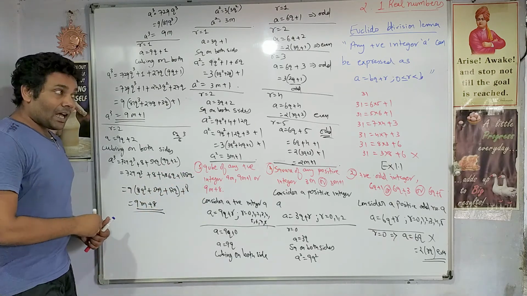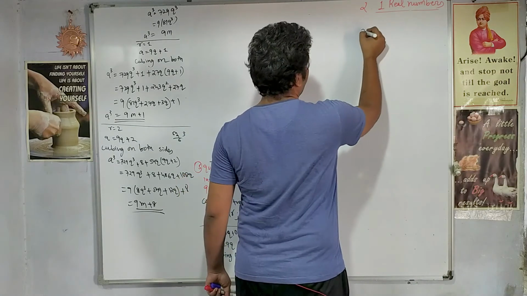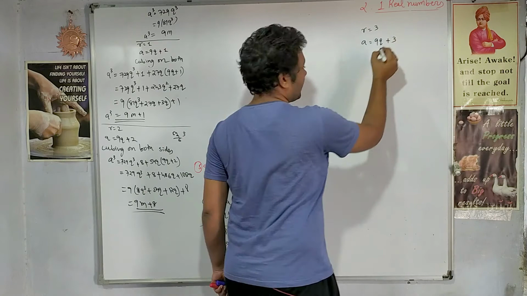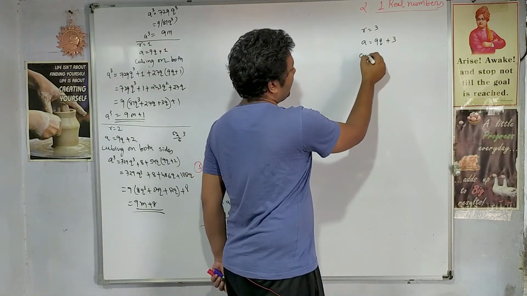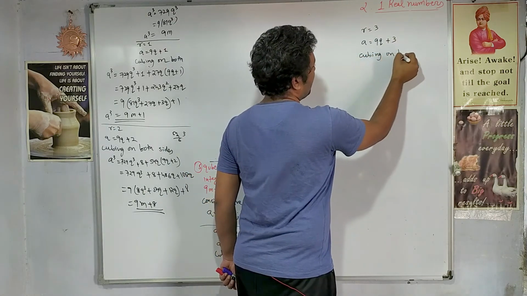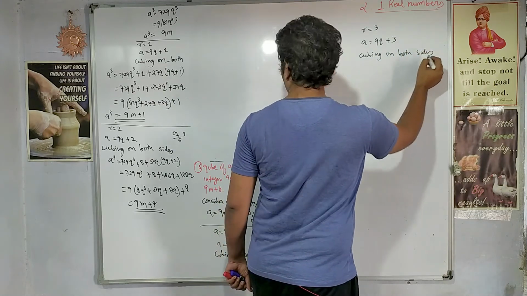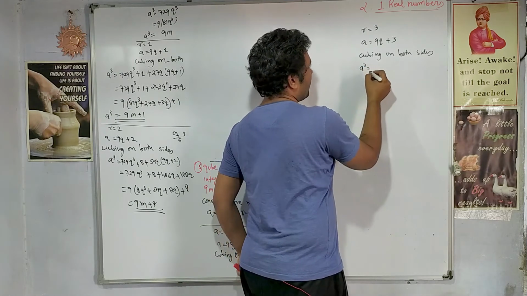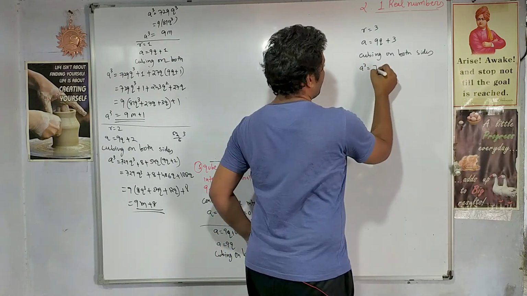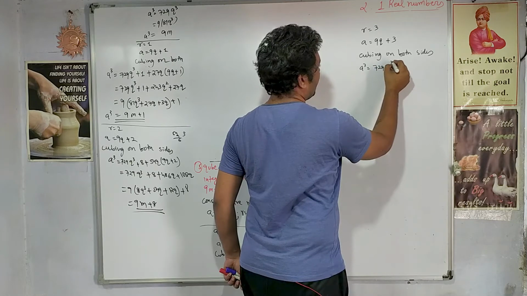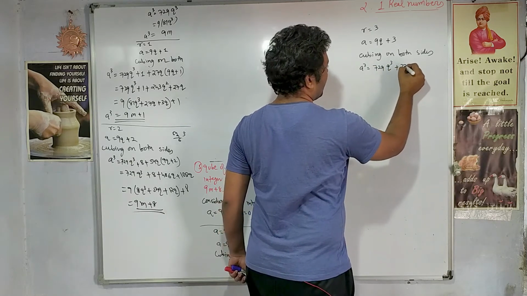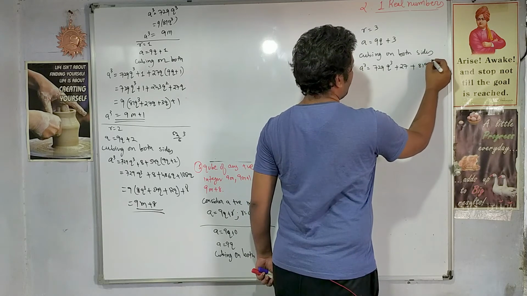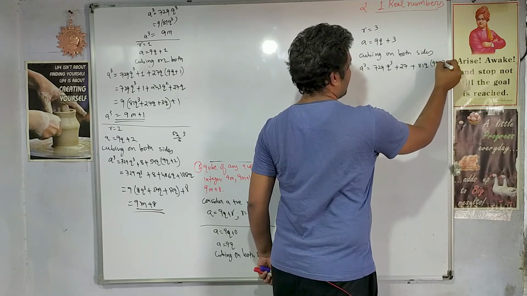Now let us try with r equal to 3. So if we take r equal to 3, the number will be 9q plus 3, correct? Now cubing again on both sides. We have done for 0, 1 and 2. Now for 3 we are doing, so a cube, this will be 729 q cube plus b cube plus 3ab bracket a plus b, correct?